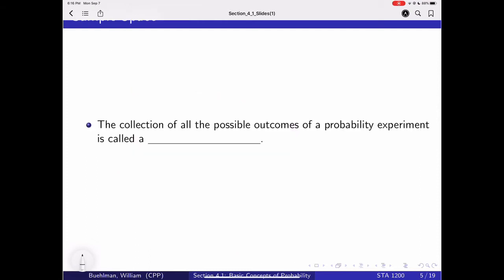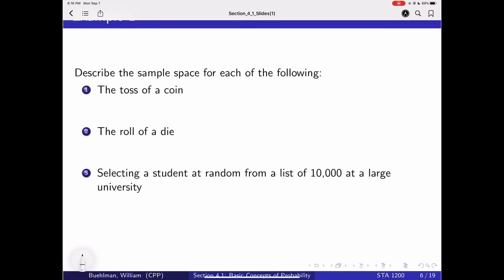The collection of all possible outcomes of a probability experiment is called a sample space. Here's our first example. Describe the sample space for each of the following. The toss of a fair coin. Well, it can either be heads or it can be tails. The roll of a 6-sided die, so it could be 1, could be 2, could be 3, could be 4, could be 5, or it could be 6.